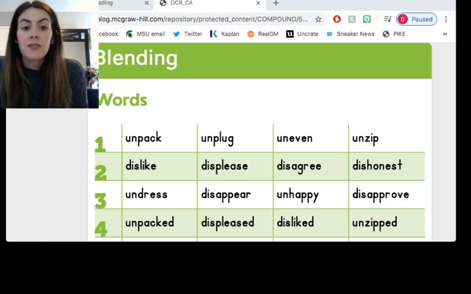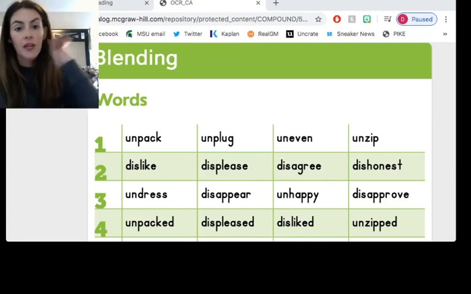Here we go back to dis. Disappear. And I see the word chunk ear in there. Do you? I do. Third word, third line. Unhappy. Very good. Not very happy, right? We don't want to be unhappy.